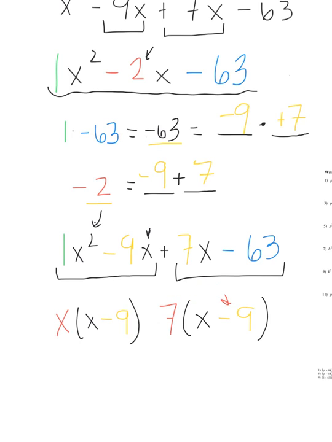If you can't remember, think about what goes on the outside, or in the inside of the parentheses. You can divide. So you can do 1x squared divided by x, and that gives you x. You can do negative 9x divided by x, and that gives you negative 9. So you can divide in order to find out what goes on the inside as well.